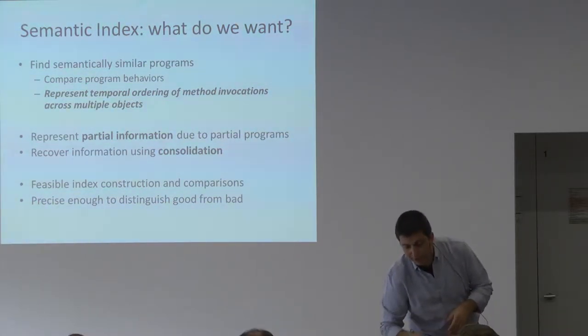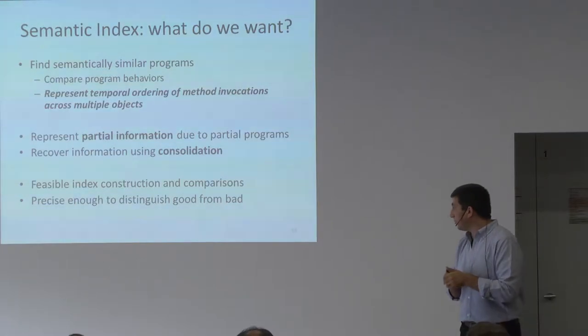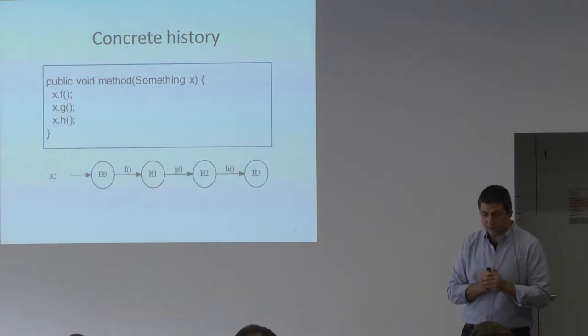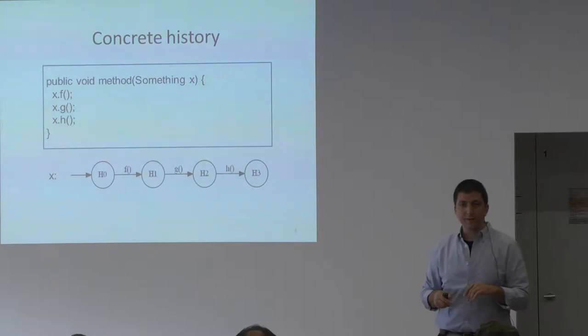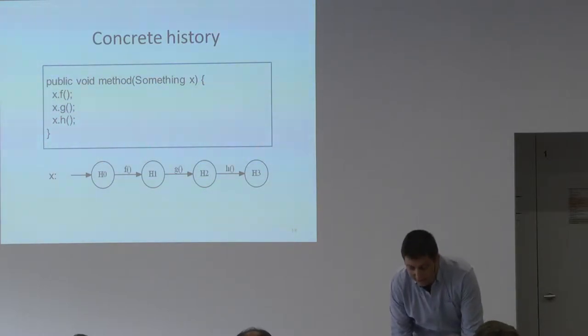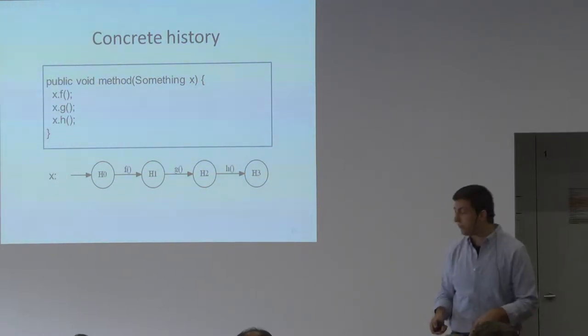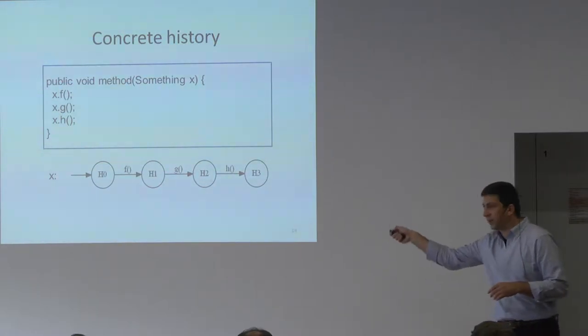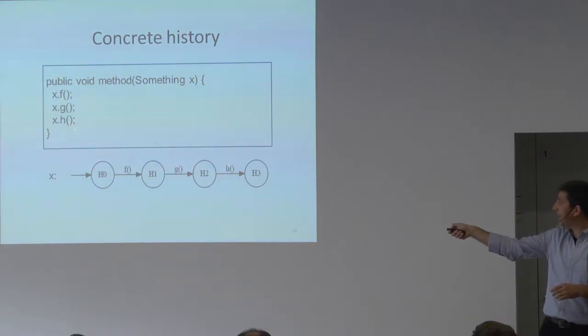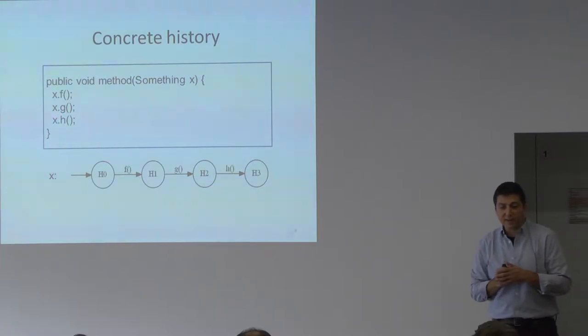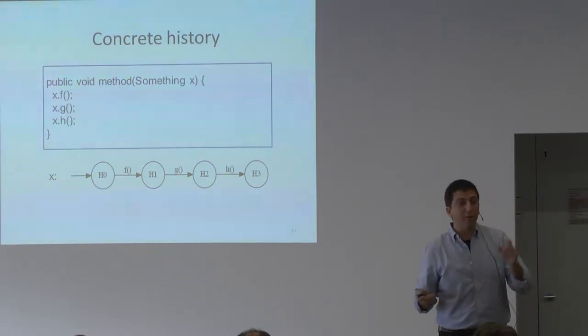You cannot have exponential things, and it's precise enough to distinguish good from bad. So let's start by talking about concrete histories. I'll just give you intuition before introducing the formal stuff. What I want to do, if you give me this kind of fragment that calls F, G, and H on an object of type something, is generate an automata of this kind of sort.